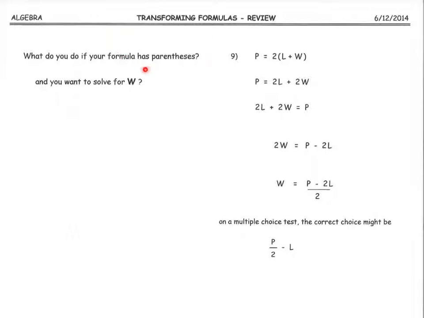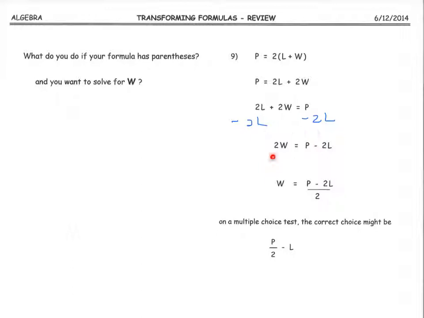Last, what if your formula has parentheses in it? What if you want to solve for W and W is inside parentheses? What do you do? There are a number of different methods we can use, but the one I thought you might like the best is to distribute the 2 and remove the parentheses, so that P equals 2L plus 2W. Then I did what I've been doing before, which isn't necessary, but if you like it, why not do it? And move the part of the equation that has the W to the left-hand side and put the P on the right-hand side. Then all we have to do is do what we did before for equations and subtract 2L.